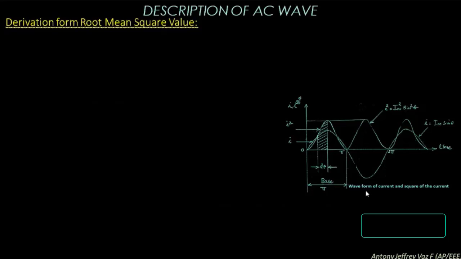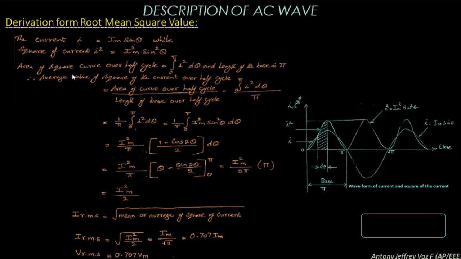Here the waveform of the current and the square of the current are shown in the graph, where the time period is measured on the x-axis and the current in amperes on the y-axis. First you can see the current I is equal to Im sin theta. From the graph, you can say the current I flowing through the circuit is Im sin theta. So the square of the current is I square, which is Im square sin square theta. Next, what we are going to do is find the area of the square curve over a half cycle.